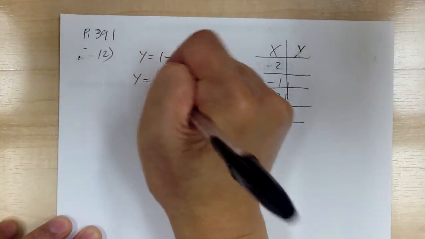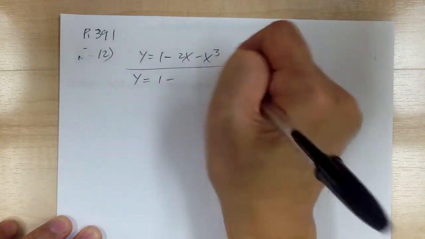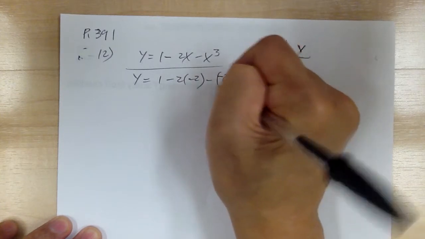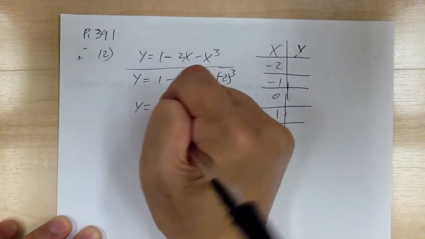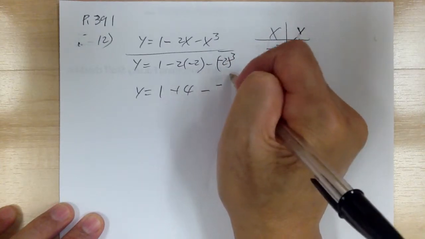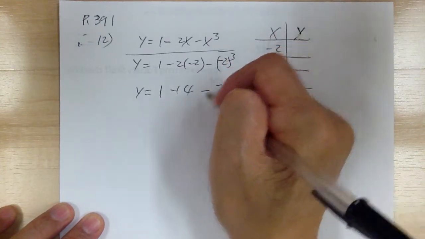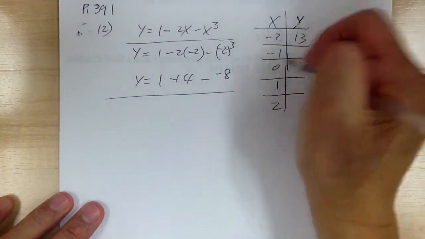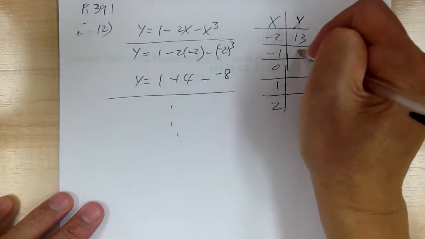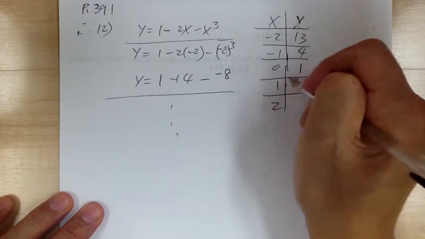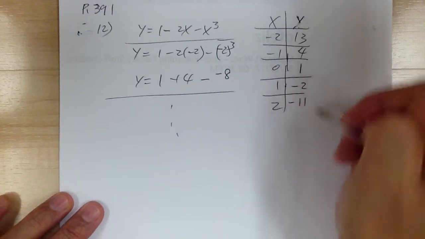So y equals 1 minus 2 times negative 2 minus negative 2 to the 3 power. So equals 1 plus 4 minus negative 8. So it'd be 13. Okay? And then you just keep going. So you're going to get negative 1 will give you 4. 0 will give you 1. 1 will give you negative 2. 2 will give you negative 11.